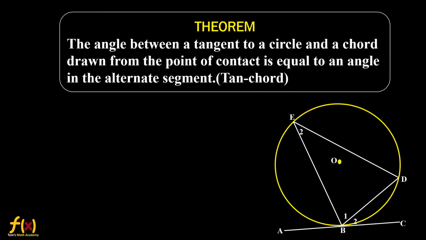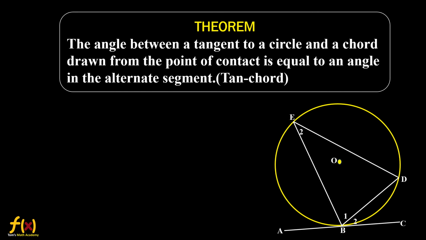The angle between a tangent and a chord. Look at this tangent ABC and the chord BD. The theorem says the angle between this tangent and the chord, that is B2, is equal to the angle in the alternate segment, that is E2. The same chord is making another angle in the alternate segment.